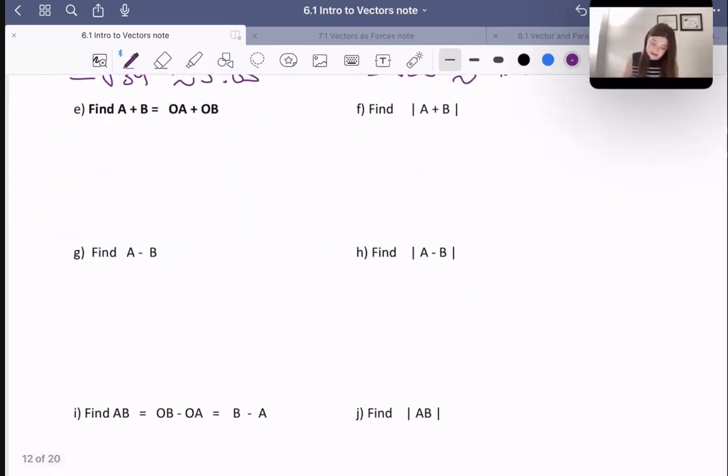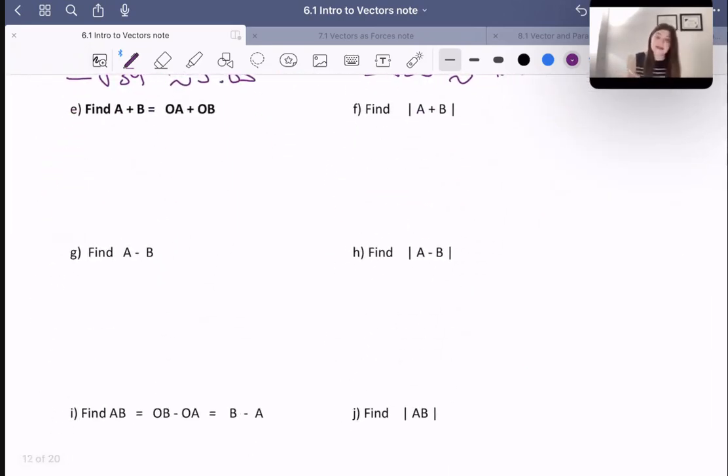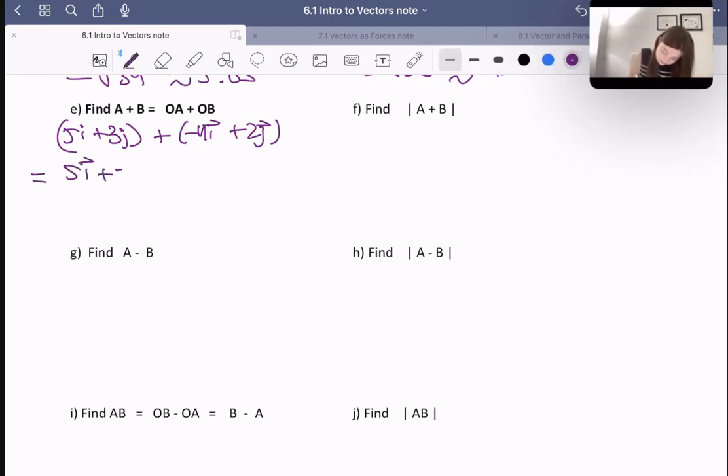And we can say, okay, if we want to find a plus b, all we have to do is find 5i plus 3j, which is a, plus negative 4i plus 2j for b. Here we get 5i plus 3j minus 4i plus 2j. So therefore we just get i plus 5j. And there we go. All we had to do is add up some basic numbers and we had it.